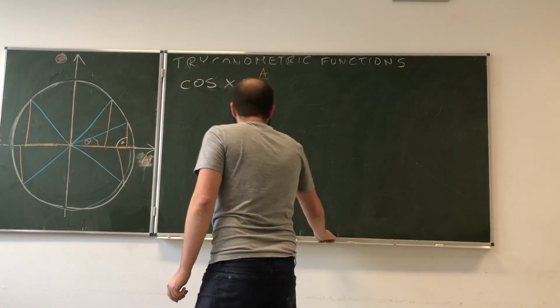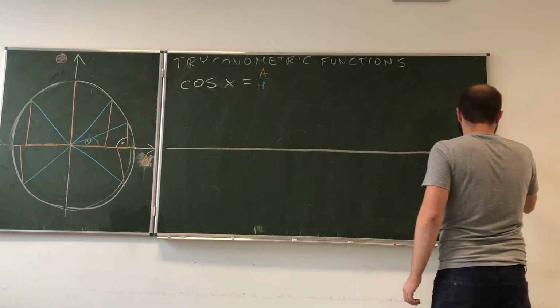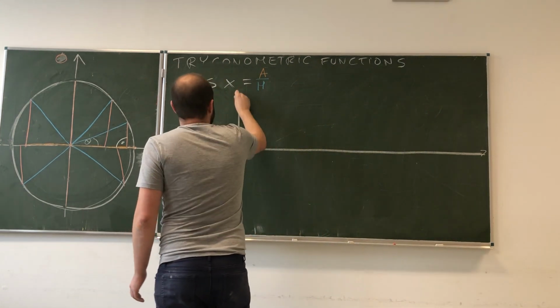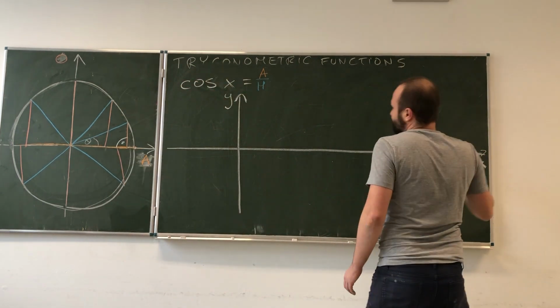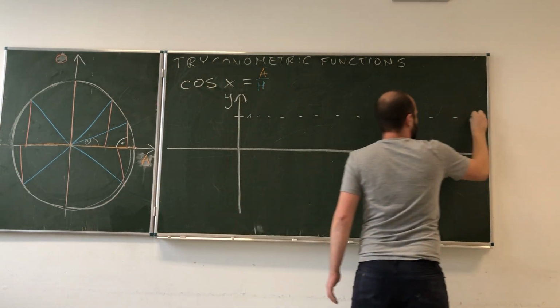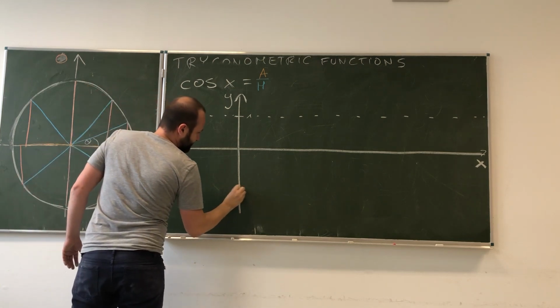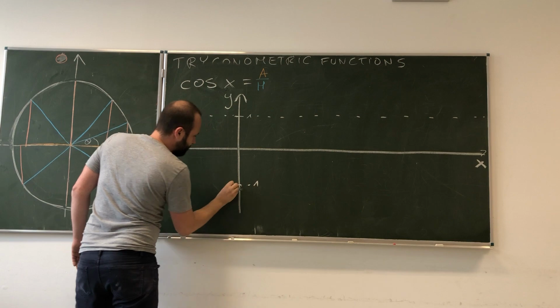So we clearly see that it will have the same range of values as sine, right? If we have y here, x here, the range of values will be 1. And from negative 1 to 1, right?